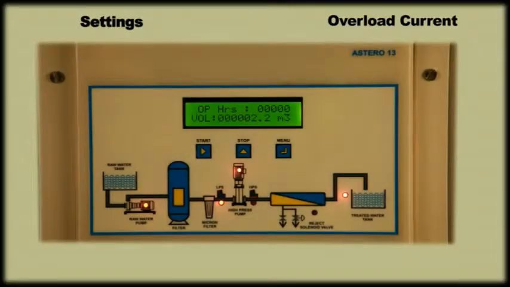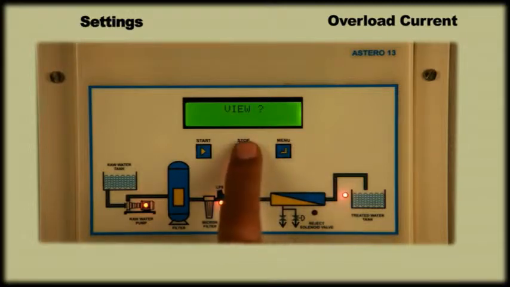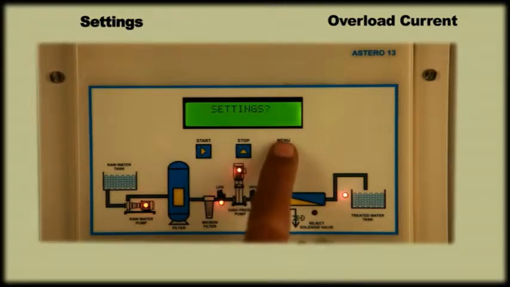Overload current. Let us now understand how to set overload current. One can digitally set the overload current for motors ranging from 0.5 to 5 HP. These settings can be easily done by pressing the menu key and selecting settings by pressing stop key. Display showing settings. Press menu key. Display will show raw water pump overload current. Press menu key again, then display will show previously set overload current.